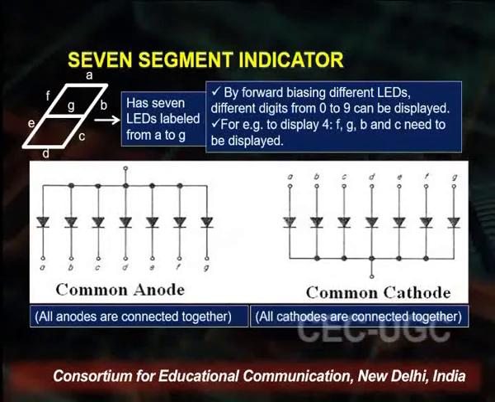So we have the common anode connection and we have the common cathode connection. In some places, depending on current requirements, we prefer the common anode, and in some places we prefer the common cathode. So this is where we stop today, and we have seen the functioning of multiplexers.